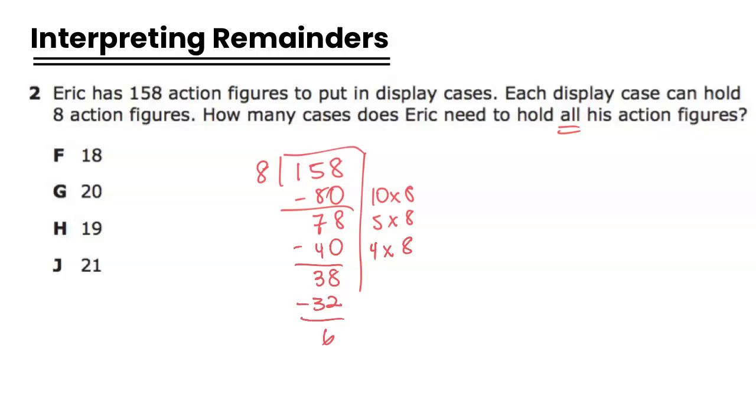And that would give me 6 left over. And so adding up those partial quotients would give me 19. But with 19 display cases, I'm still going to have 6 action figures just left out in the cold. And we don't want any to be left out in the cold. We want cases that are going to hold all of those action figures. And so this is where we would increase that quotient up to 20 so that we would be able to hold all of the action figures.